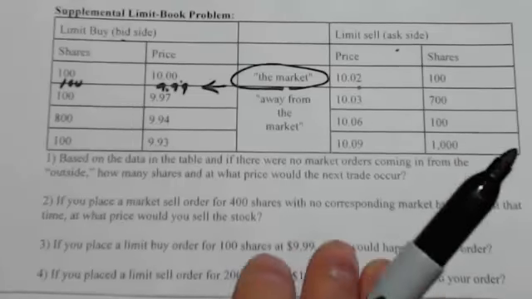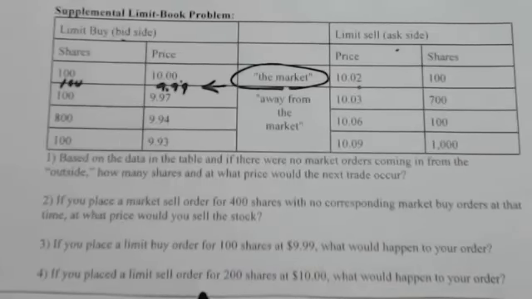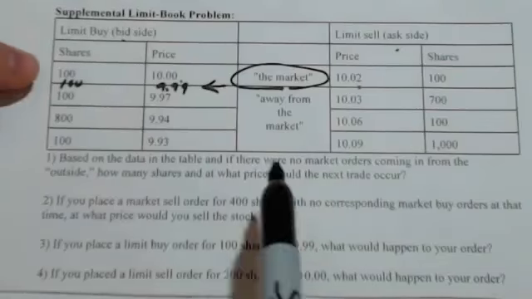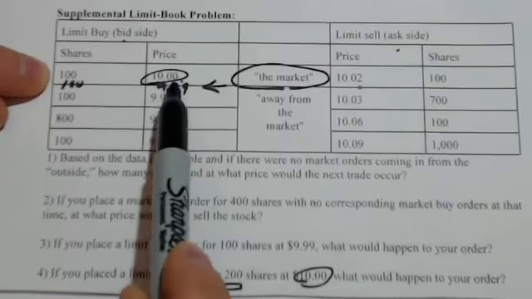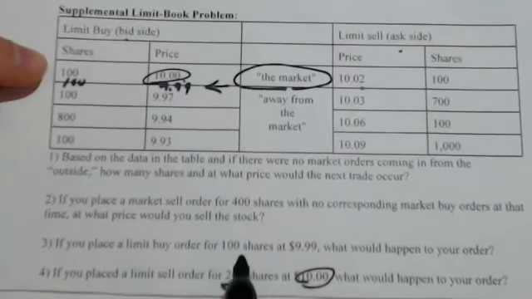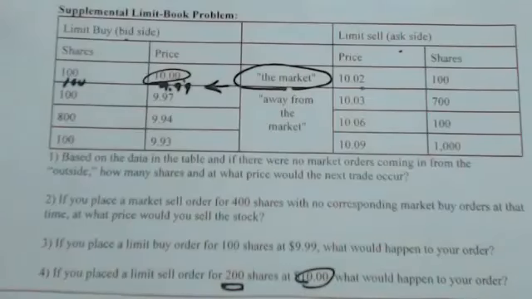Question 4. If you place a limit sell order for 200 shares at $10, what would happen to your order? Okay? If you place a limit sell, so you want to sell for $10, well, 100 shares will be executed at the $10, right? But only 100 of your 200 shares will be executed. The other 100 shares will become a standing order.